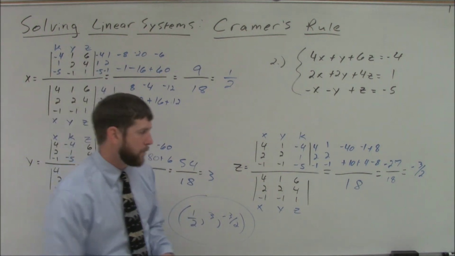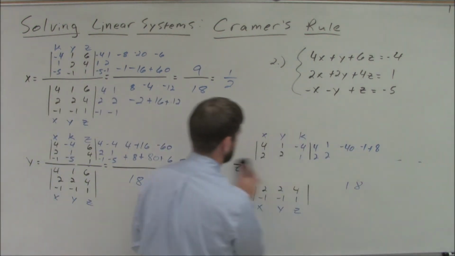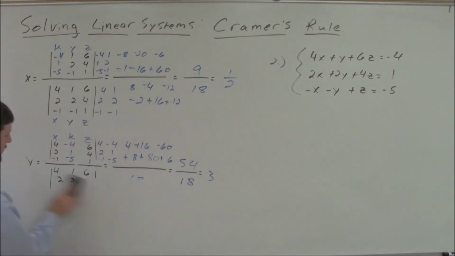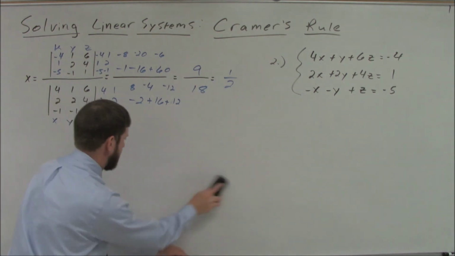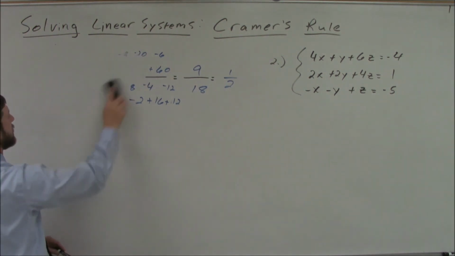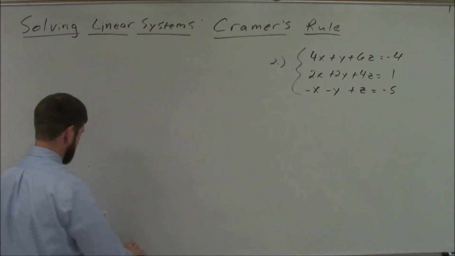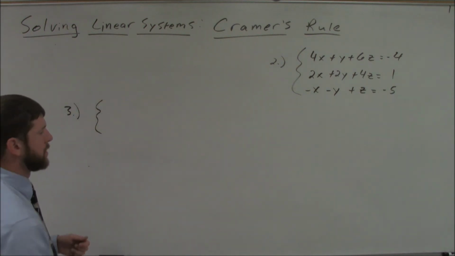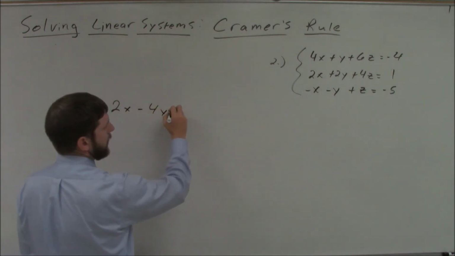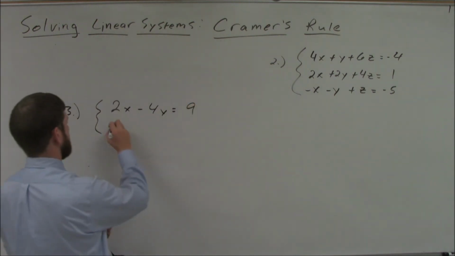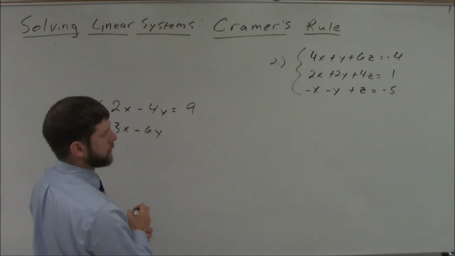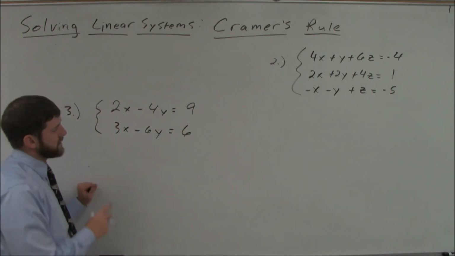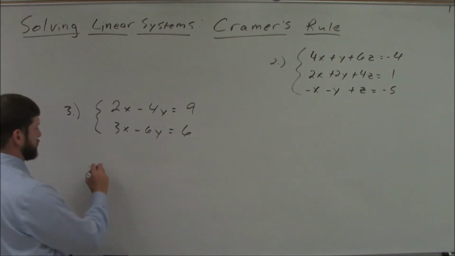All right, one example I want to pull up here before we go, and let's look at Cramer's rule on this system right here. So let's say we have the system 2x minus 4y equals 9, 3x minus 6y equals 6. Okay? So I've got this system sitting right here. We're going to do Cramer's rule on it.